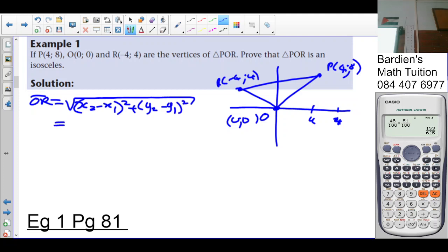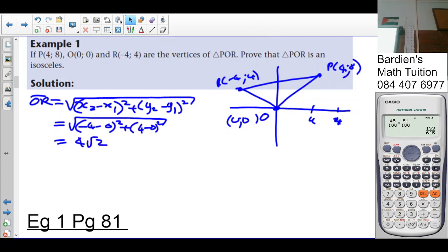If you go OR, it's going to give you the square root of negative 4 minus 0 squared plus 4 minus 0 squared, which is going to give me 16 plus 32. Don't make a mistake. The square root of 16 plus 16 is 4 root 2. So that is going to be 4 root 2.